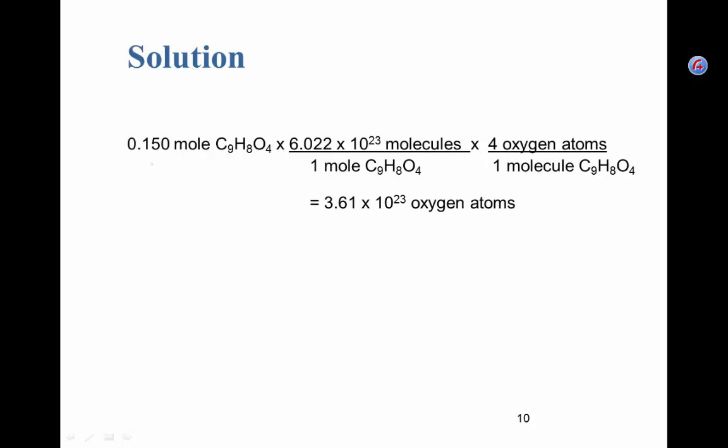Okay, so in this case, I have 0.15 moles of aspirin, and I'm going to put moles on the bottom, and I have Avogadro's number of molecules on the top. So I'm converting between molecules and moles since I have a compound. But now they specifically asked me about oxygen atoms. And I can see that in my compound I have 4 oxygen atoms in each molecule. So I'm going to multiply that by 4 oxygen atoms in one molecule. Molecules would cancel, the moles would cancel, and I would have 3.61 times 10 to the 23rd oxygen atoms.